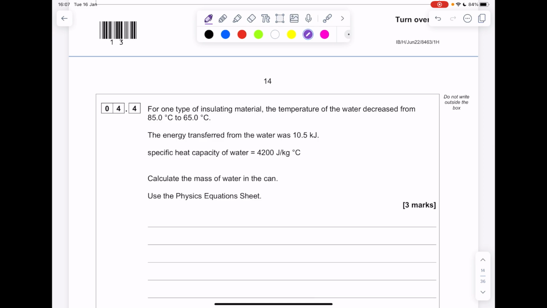For one type of insulating material, the temperature of the water decreased from this to this. The energy transferred was this. The specific heat capacity was this. Calculate the mass of water.